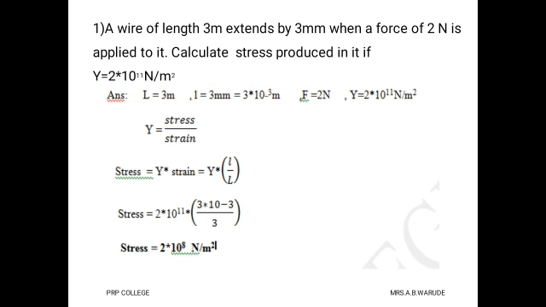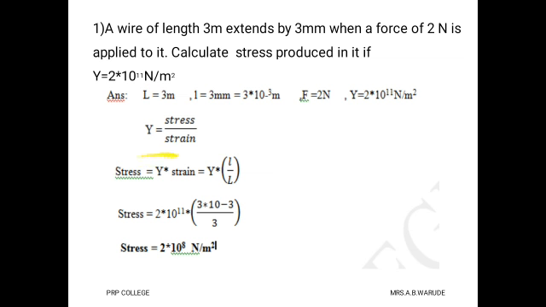Here the given wire length, that means the original length, is 3 meter. It extends by 3 millimeter, that means this is the extension produced in the wire. Therefore, small l equals 3 millimeter, and when we convert it into meter, we get 3 into 10 raised to minus 3 meter. Force of 2 Newton is applied, therefore F equals 2 Newton. We have to calculate stress, and Young's modulus is given as 2 into 10 raised to 11 Newton per meter square.